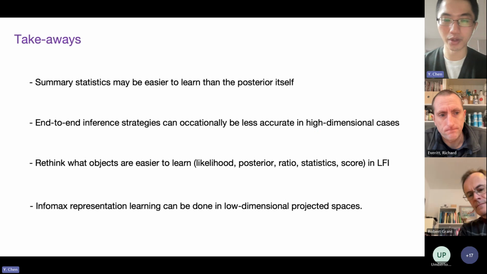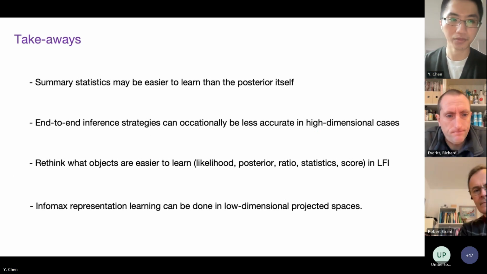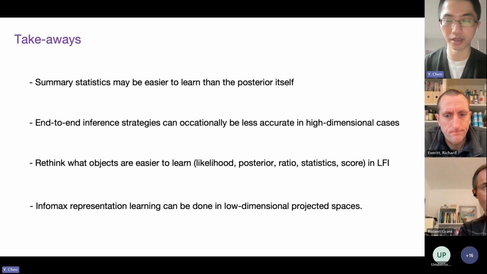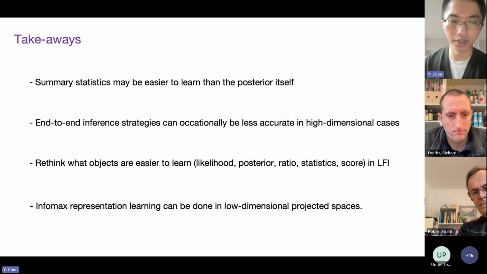So actually, we are already approaching the end of this talk. Here are some takeaways. The first is that summary statistics may indeed be easier to learn than posterior inference itself, because it can be done by solving a set of low-dimensional classification or machine learning problems. The second is we discovered that these end-to-end inference strategies can occasionally be less accurate in high-dimensional cases, like the Bayesian linear regression tasks there.